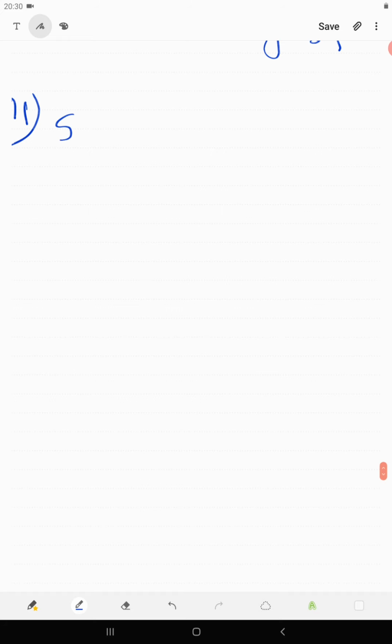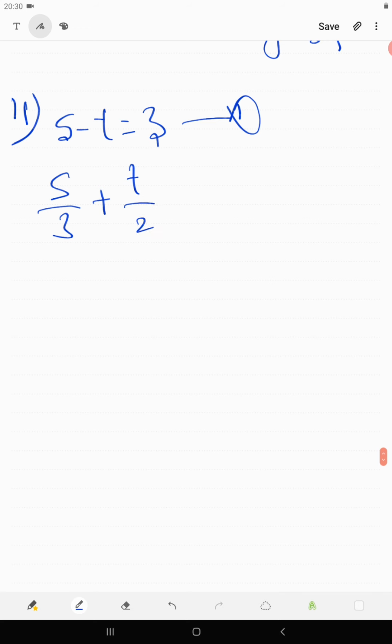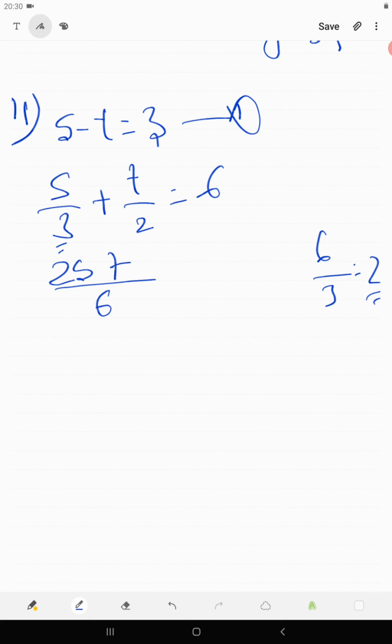The second problem is s minus t equals 3. This is our equation 1. Okay, and then we have s by 3 plus t by 2 equals 6. Whenever you have some fractional form, I suggest you first take the LCM. So the LCM of 3 and 2 is 6. Now 6 divided by 3 is 2. So 2 into s. Whatever result we got after division should be multiplied with s. So 2s plus, 6 divided by 2 is 3. Then 3 into t we will do. So 3t.